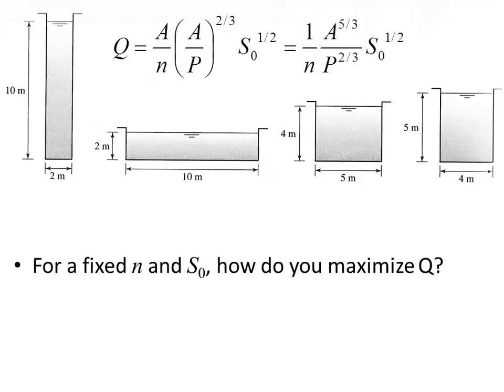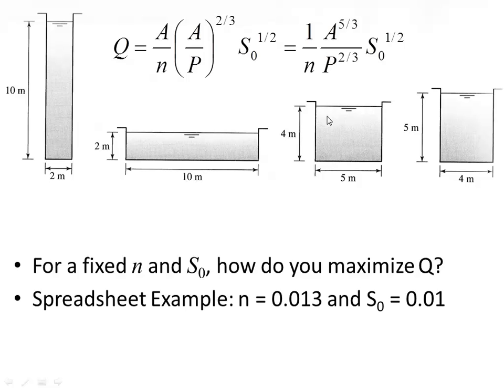Right. It's maximizing the surface contact. The resistance is imparted by the solid, and so if there's more wetted perimeter, as there is here, then compared to a more efficient channel, there will be lower flow. And so let's take a look at a spreadsheet example that illustrates this effect.